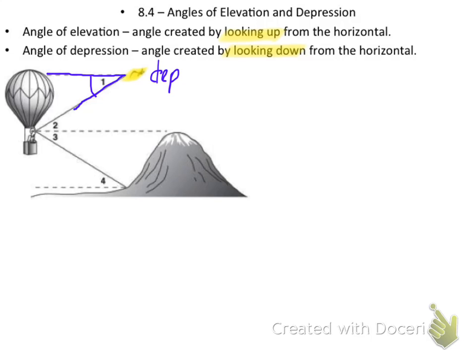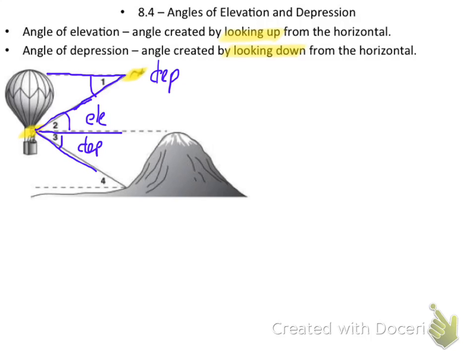For the second one, I'm imagining that I'm this dude in the hot air balloon. Again, my horizontal's right here, and from my horizontal, I'm looking up at the bird, so angle 2 would be an angle of elevation. Same thing for number 3. I'm still the guy in the hot air balloon. From the horizontal, I'm looking down, and so this would be an angle of depression.